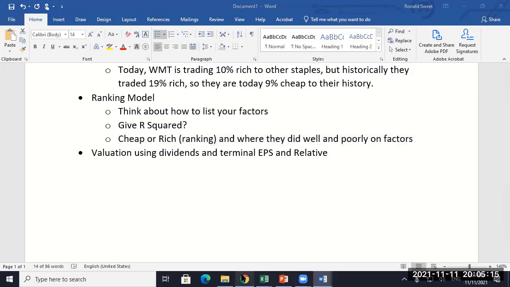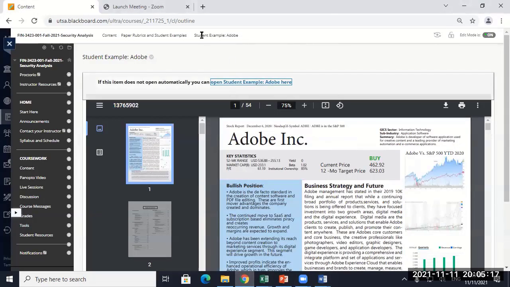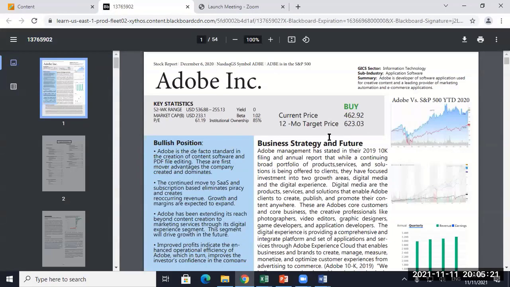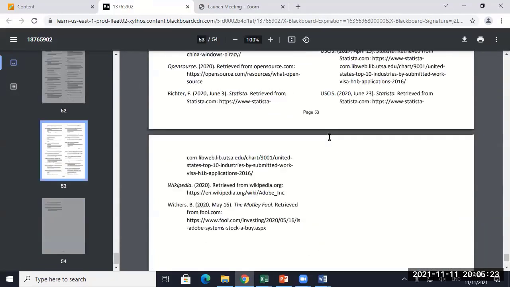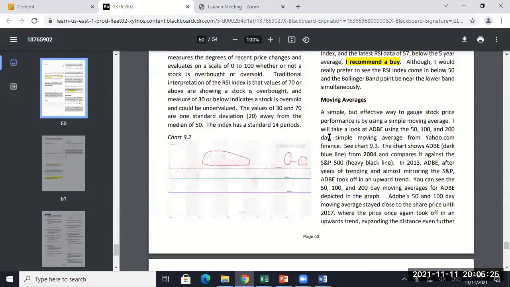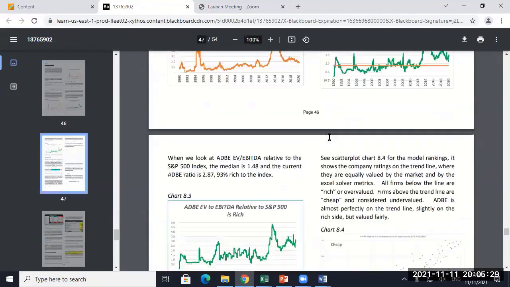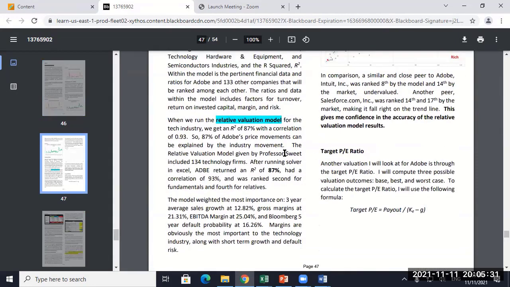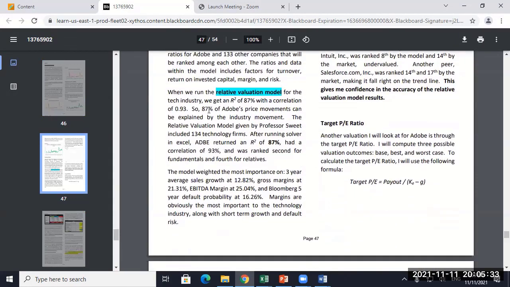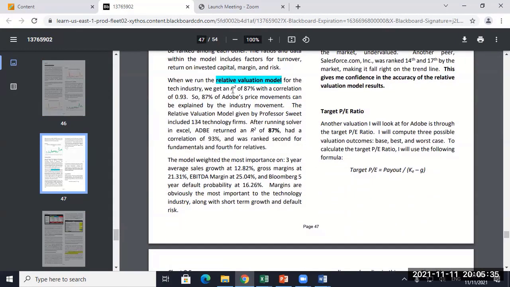Let's even look. Adobe looks pretty strong here. Let's see what he said. I don't even remember who did Adobe. When you run the model, we get an R squared of 87 with correlation of 0.93. I don't think you need to give both numbers because they're essentially the same.